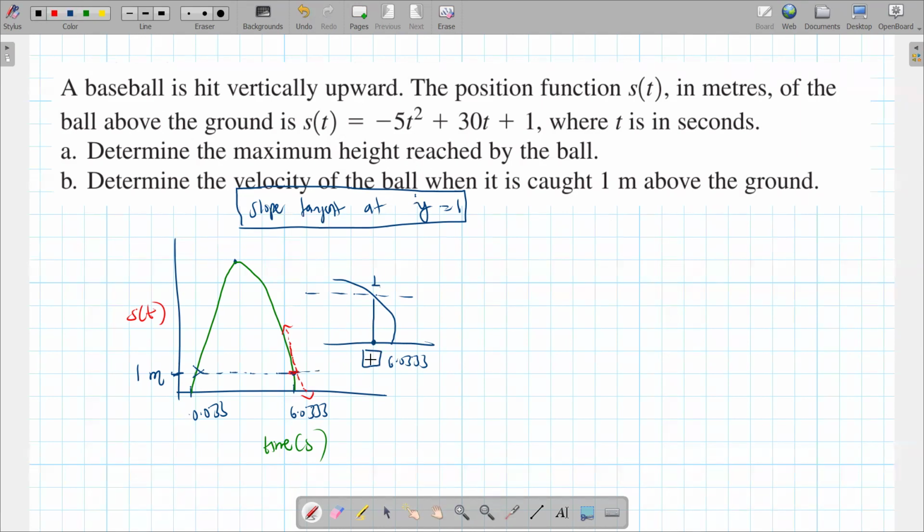So let's first find the x value. At what time is it caught? So we're trying to find at what time he catches it. So y value is 1. We're going to plug it into our y value equation here. How do we solve this quadratic for t?